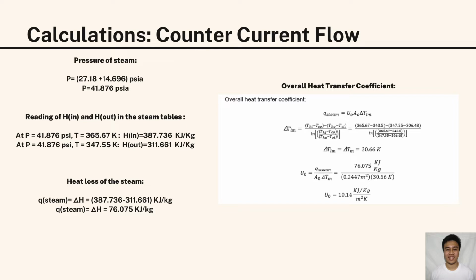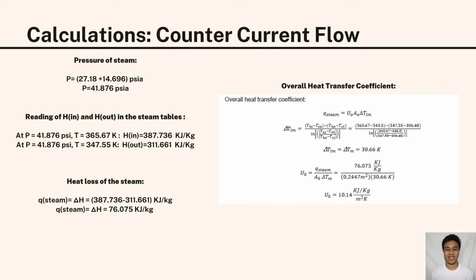First is the absolute pressure of the steam, which is done by adding the gauge pressure of the steam and the atmospheric pressure, which is equal to 41.876 psi, as shown in the slide. Then we are going to find the inlet and outlet internal energy by using the steam table. As shown in the slide, the values of the internal energy are 387.76 kilojoules per kilogram for the inlet energy and 311.661 kilojoules per kilogram for the outlet energy, which is based on the absolute pressure of the steam and the inlet and outlet temperatures of the steam.